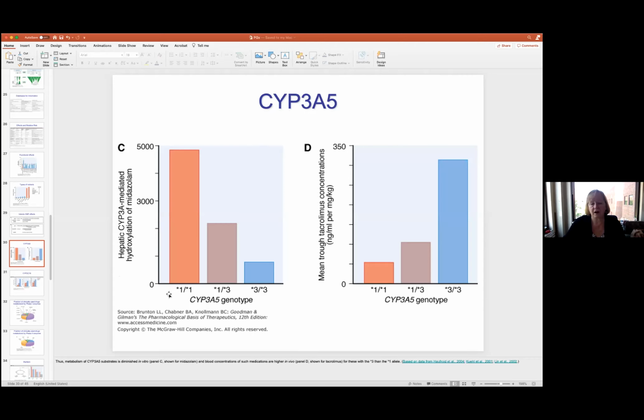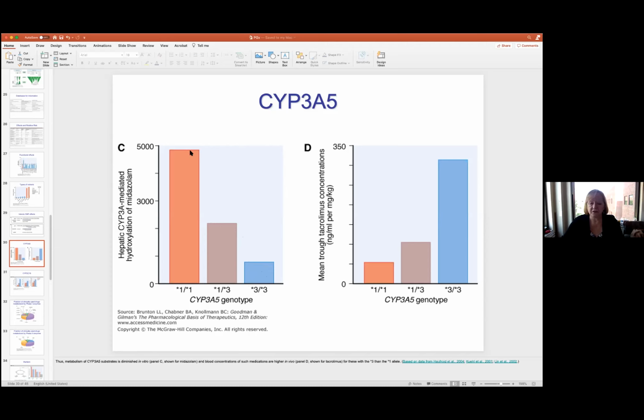If you have an individual who is homozygous for the star 1 allele, which means it's an active allele, then you get very robust hydroxylation of midazolam. Similarly, when you have an individual who's homozygous for the star 3 allele, then you're going to have very, very little activity, as indicated by the hydroxylation. And for a person who's heterozygous, star 1, star 3, their concentrations of the hydroxylated form of midazolam are somewhere in the middle. Makes sense.